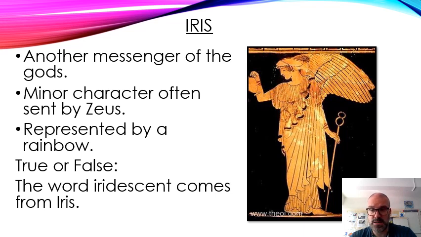It's true, and a lot of people don't know what iridescence means. If you look at a puddle and there's a drop of oil on it, from certain angles you can see that oil seems to be projecting the colours of the rainbow in the puddle, and that is iridescence, and that comes from Iris, and she's represented by the rainbow. So there we go.